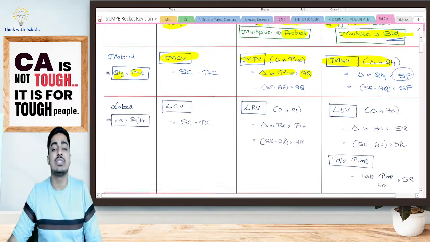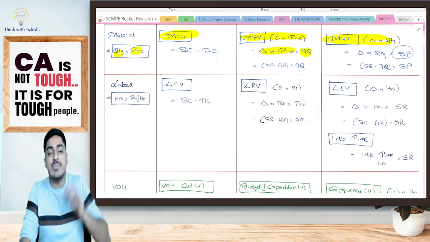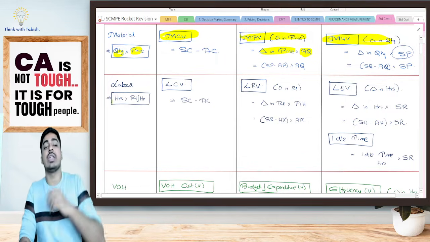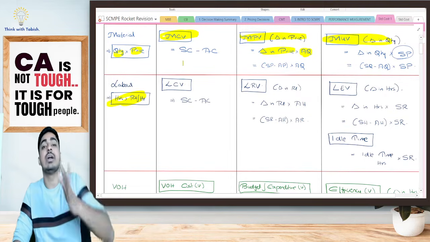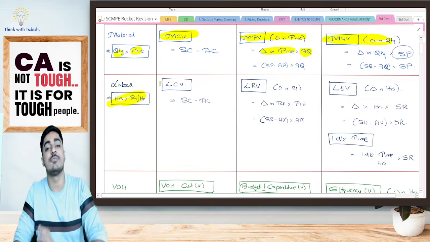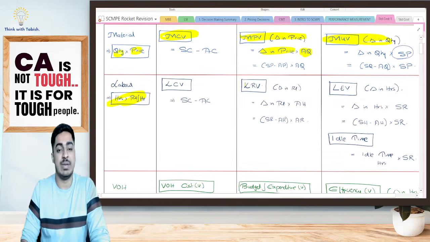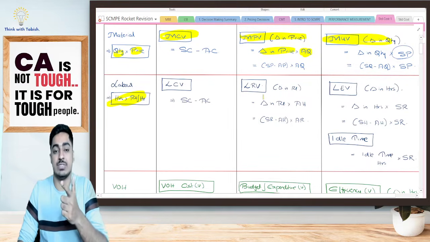Similarly, let us try to understand every other variance. Then I have my labor cost variance. What is my labor cost, students? Labor cost is my hours into rate per hour. Suppose I had an employee who worked for 8 hours, and I have paid him 100 rupees per hour. Altogether, how much have I paid? 800. If overall my labor cost has changed, that means either my hours have changed or my rate per hour has changed.